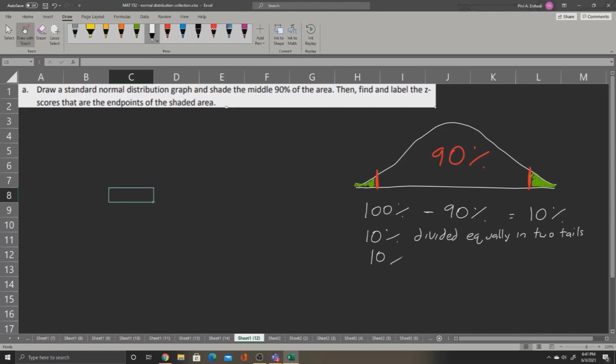We'll take 10% divided by 2. If we do that, we'll get 5%. That tells us this first marker is 5%. And this second marker will be 90 plus 5%, giving us 95% for the second marker.